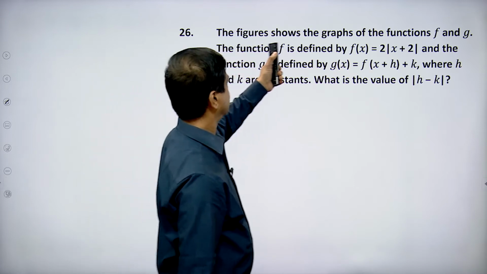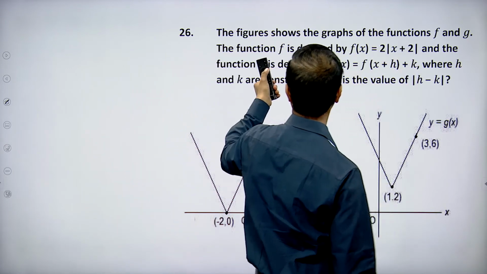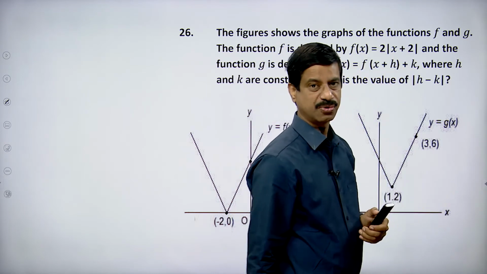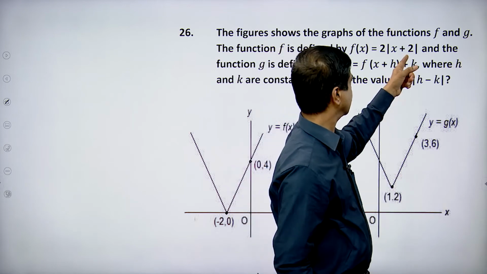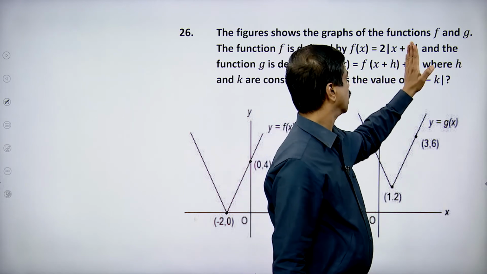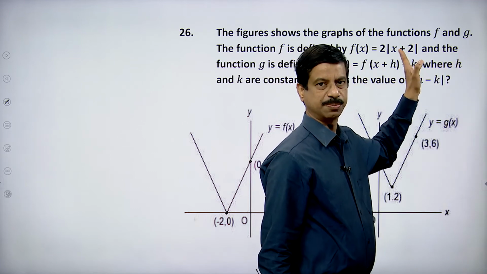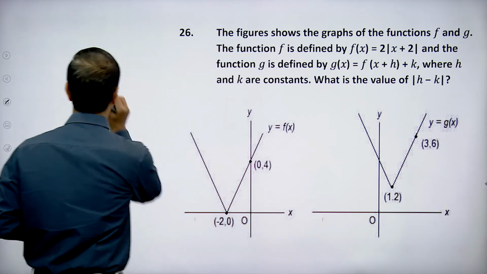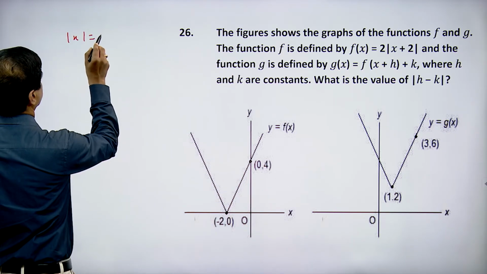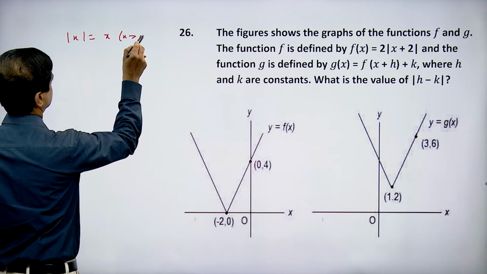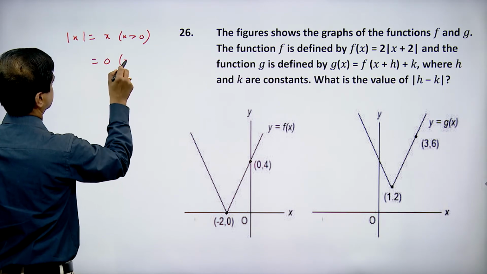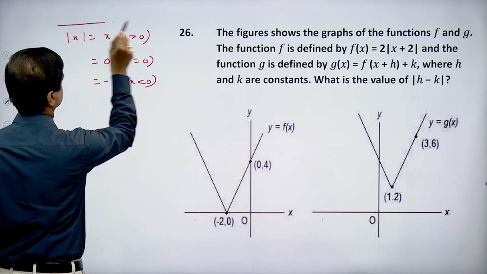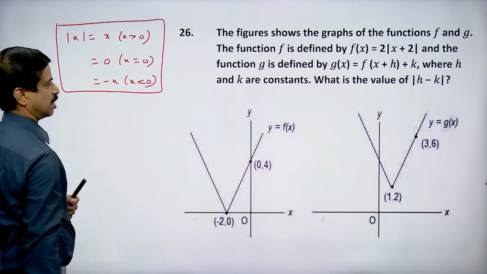The figures show the graphs of the functions f and g. The function f is defined by f of x equal to mod of x plus 2. Mod means what? You will have inside, when x plus 2 is less than 0, x plus 2 greater than 0, x plus 2 equals 0. 3 cases. Whenever it is absolute form, you will have 3 cases. Look at this. Mod x equal to x if x is greater than 0, that is 0 if x is equal to 0, that is minus x if x is less than 0. This is the logic.